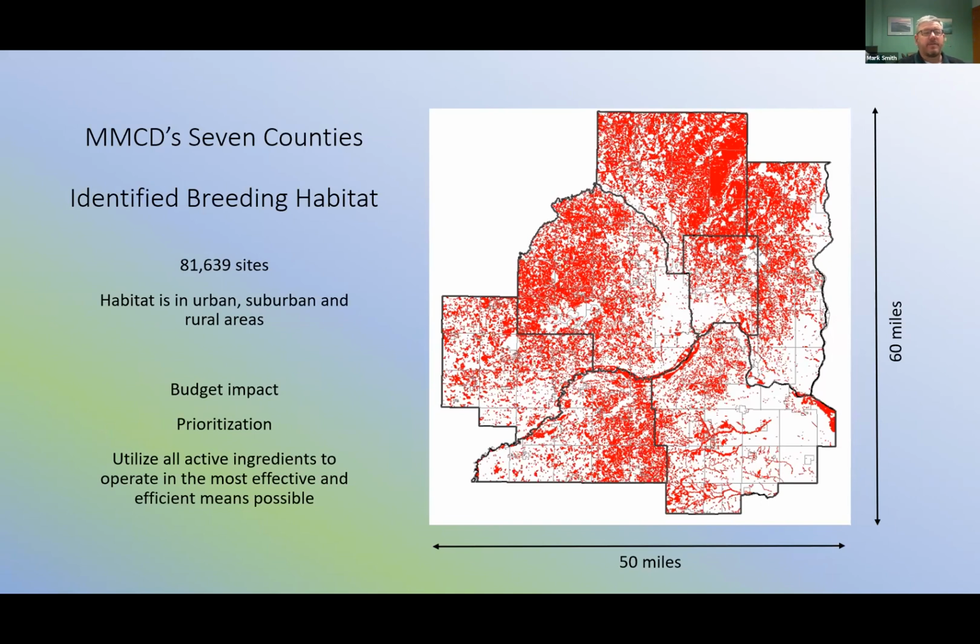We do not have the resources to treat all these sites, so a big part of our job is to prioritize which ones will have the most impact on our citizens, how we can control and do the best for the common good. And we try to utilize all active ingredients to operate in the most efficient, environmentally sensitive, and cost-efficient means possible.